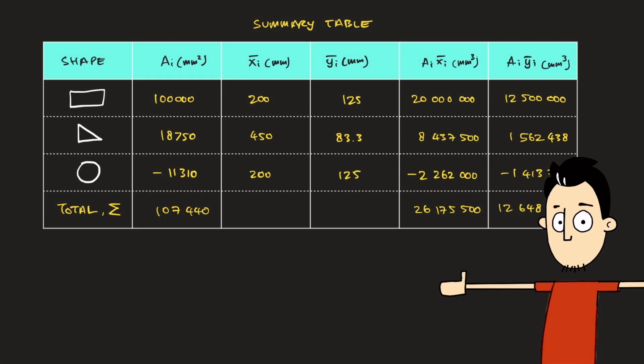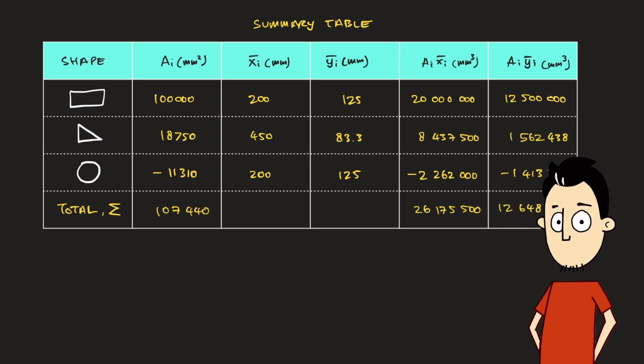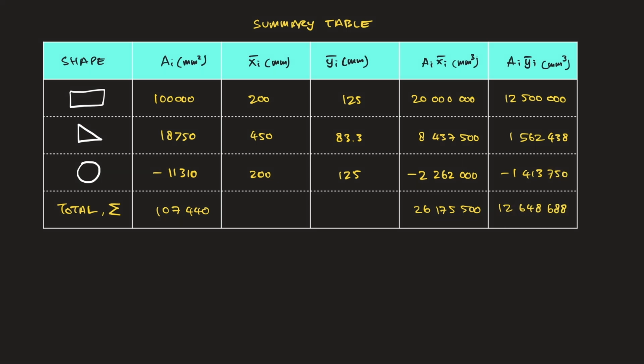You already have all the values. This is honestly one of the best ways to make sure you actually understand the method, not just follow along. Now the easy part, we just plug into the formula. For x bar equals sum of A times x bar over total area. So 26,175,500 divided by 107,440, which gives us approximately 244 millimeters.